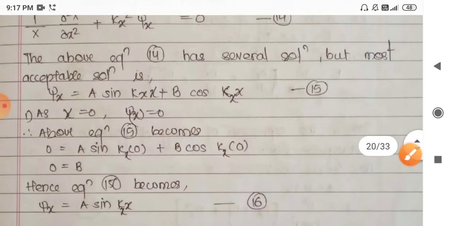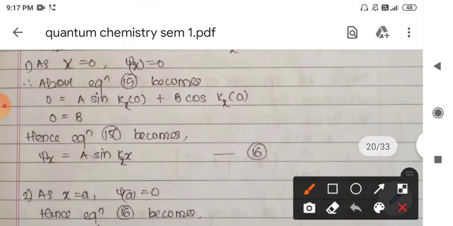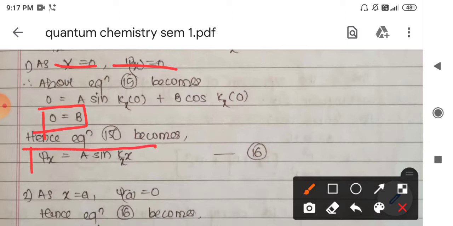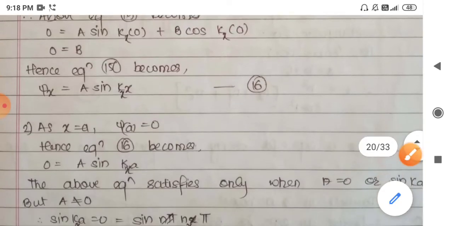So again we are going to put the boundary condition. And what is that boundary condition? At initial displacement, that is x equals 0, my wave function is 0. So putting that value, we will get the value of b as 0. That is the same as we have done in the previous derivation. So we get finally the wave equation as psi of x, meaning motion of particle along x direction, equals a, some normalization constant, into sine of kx into x.